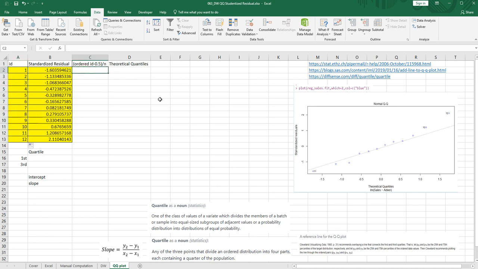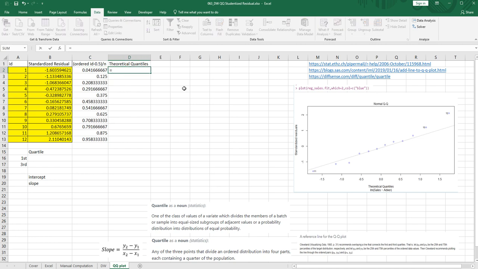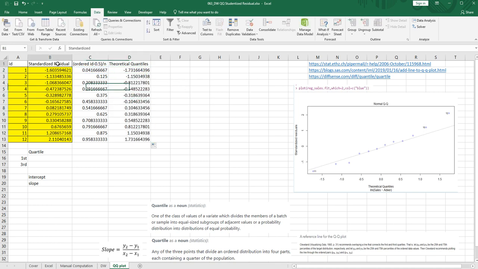Okay, and in order to get theoretical quantiles, we need to use this formula: ordered ID minus 0.5, over n, where n is the number of observations, so 12. All right, so for theoretical quantiles, we need to use the normal distribution, NORM.S.INV, and probability, this one. Okay, so we need to use these two columns.